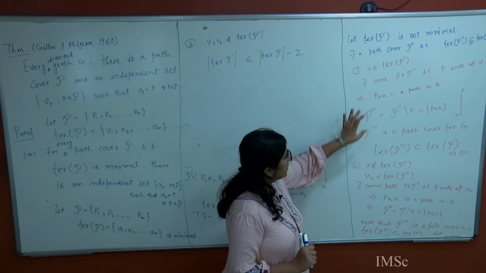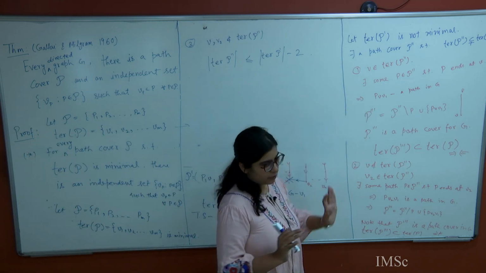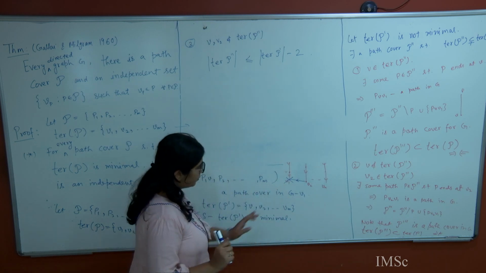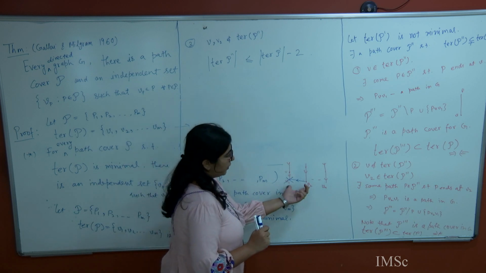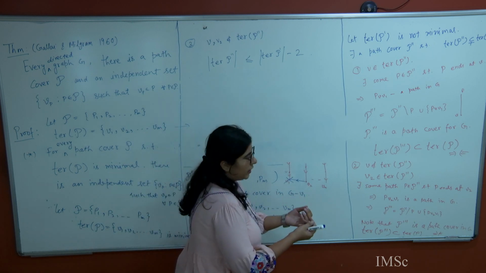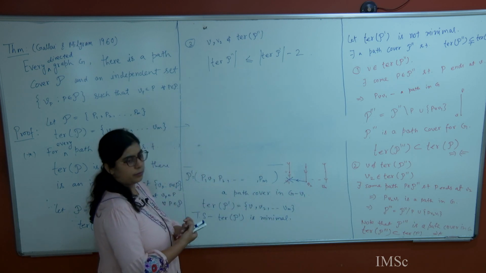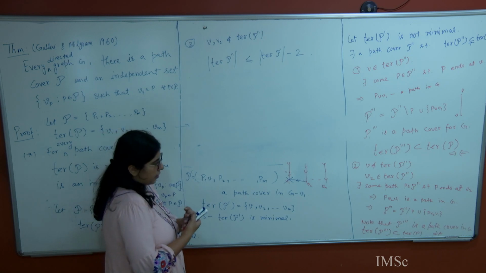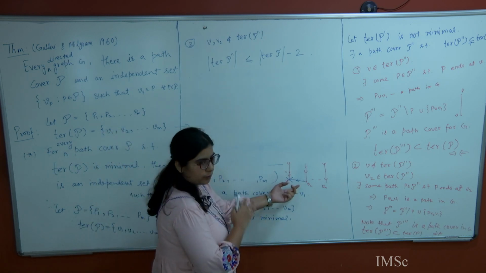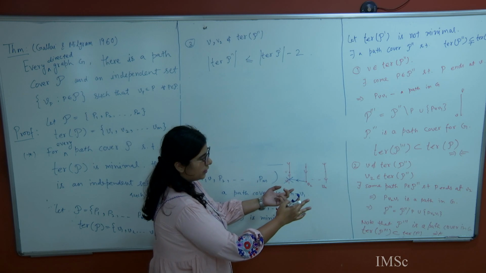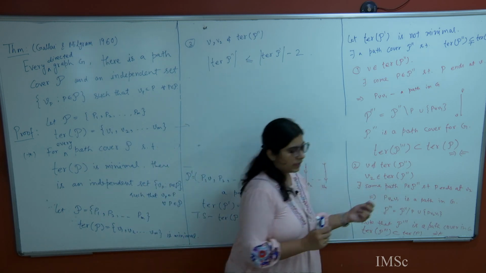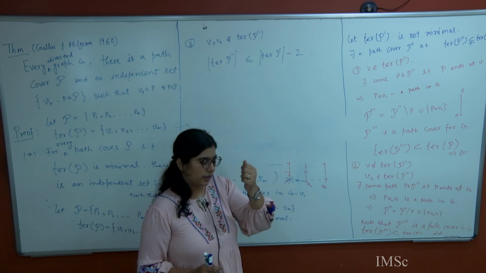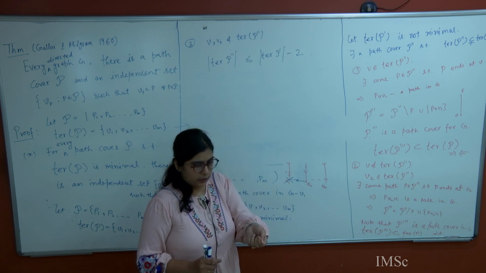In the second case we say, if V is not there, then what happens? If V is not there, then we will look for V2, because we know that V2 V1 is an edge. So, we can again extend the path cover. That is why I am looking at whether V2 belongs to the terminal set of this new path cover or not. If V2 is there, then that means there exists some path which ends at V2.